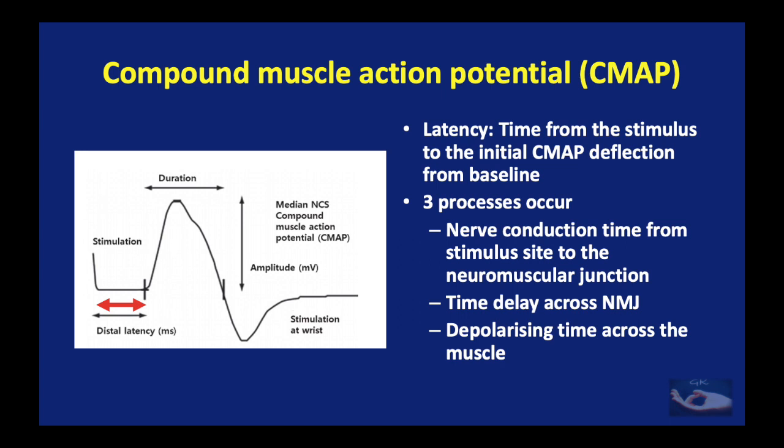The latency is the time from the stimulus to the initial CMAP deflection from the baseline. Three processes occur during this latency period: the nerve conduction time from the stimulus site to the neuromuscular junction, the time delay across the neuromuscular junction, and the depolarizing time across the muscle. All these are measured in the latency.